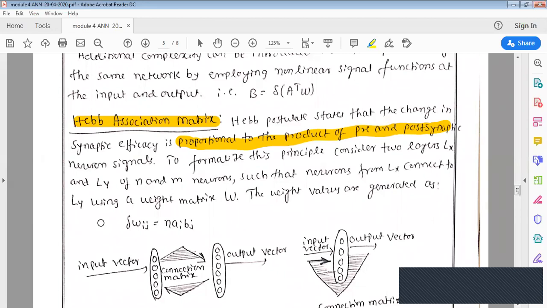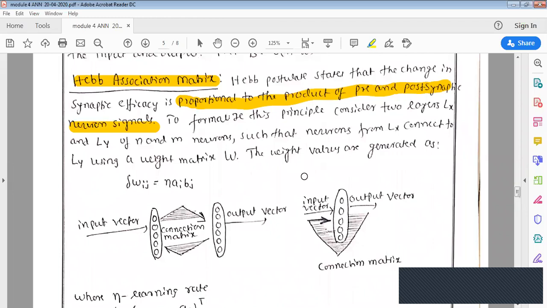See here, we say that a neuron will understand something only when it is trained such that the postsynaptic and presynaptic signals, the energy or information carried before and after the neuron, are very high. So only then will the neuron get trained. That's what is said: it is proportional to the product of pre and postsynaptic neuron signals.